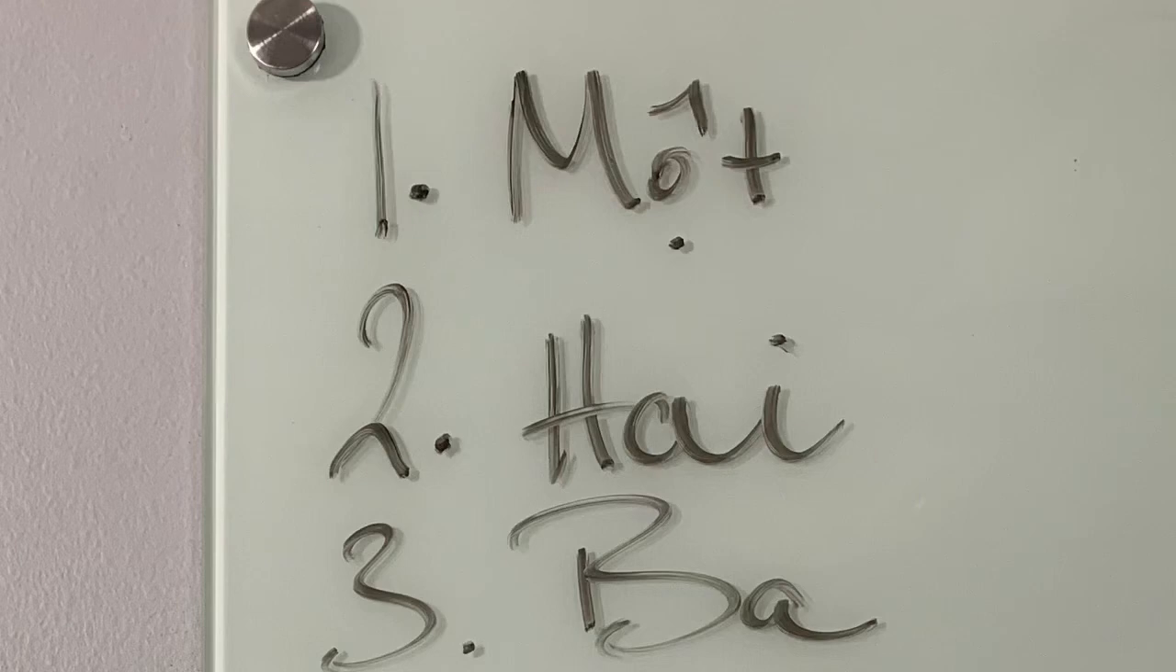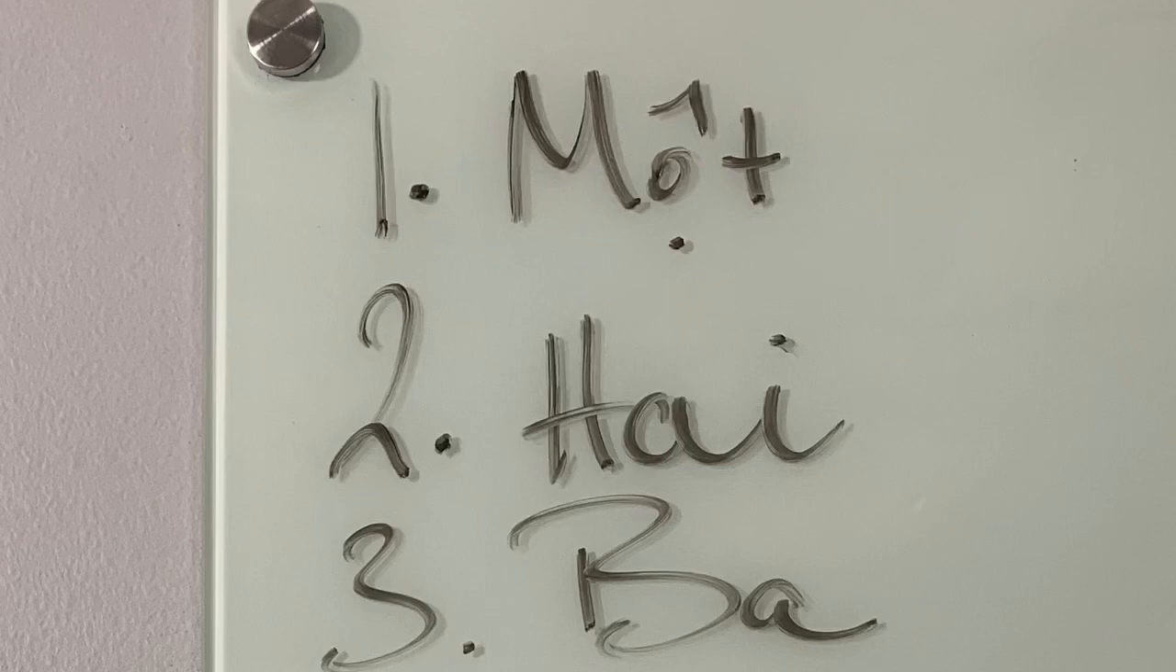In this video, I'm going to teach you how to count from 1 to 10 in Vietnamese. To say 1 in Vietnamese, you say một, một, một. Một is 1. To say 2 in Vietnamese, you say hai, hai, hai.